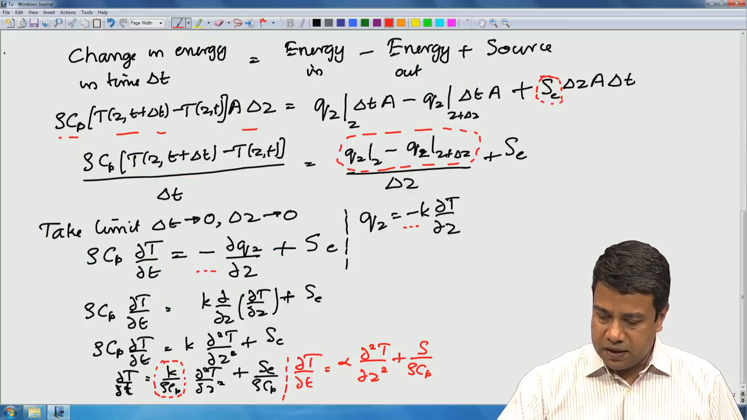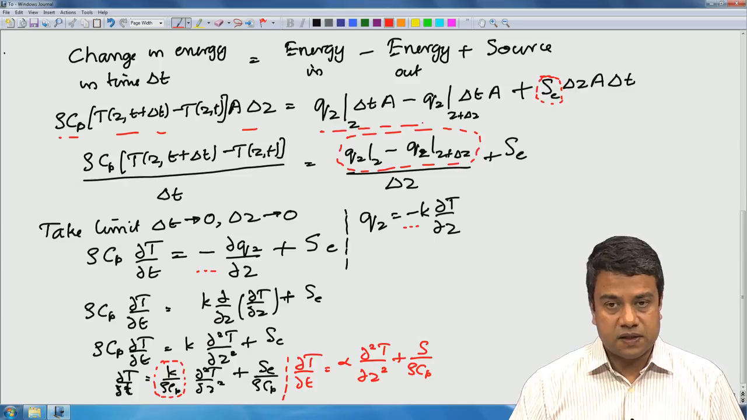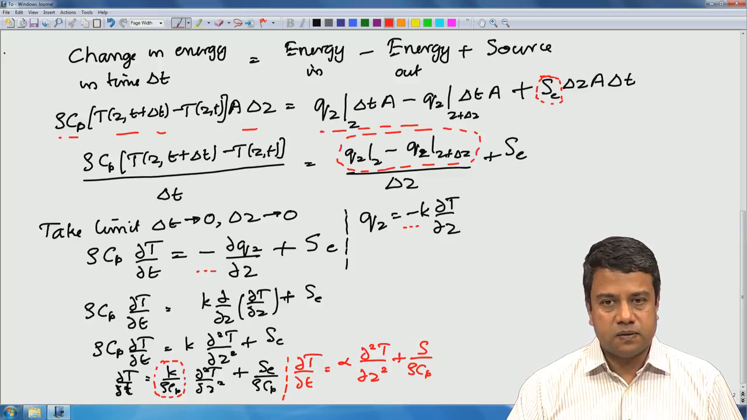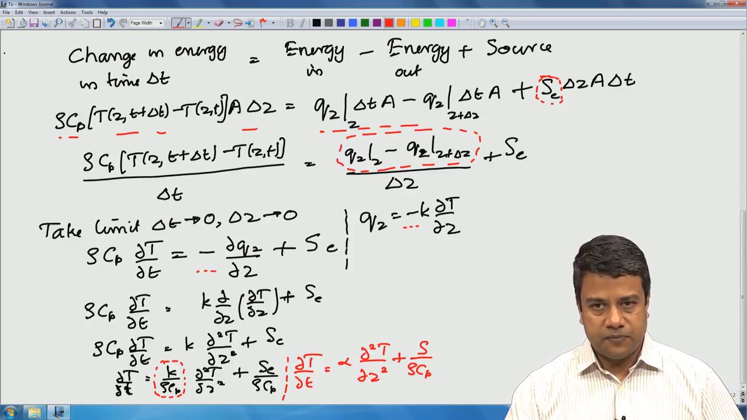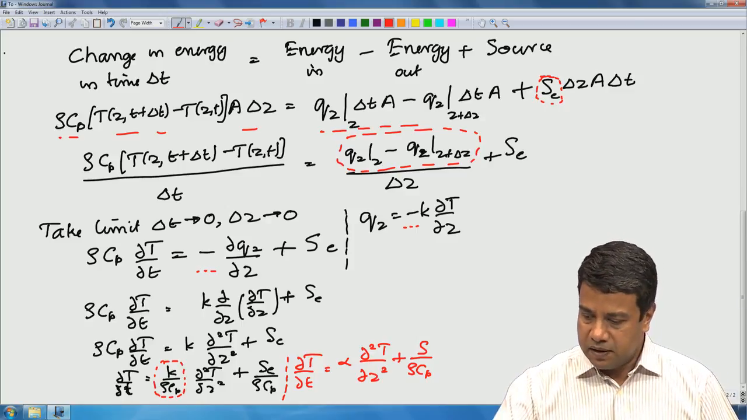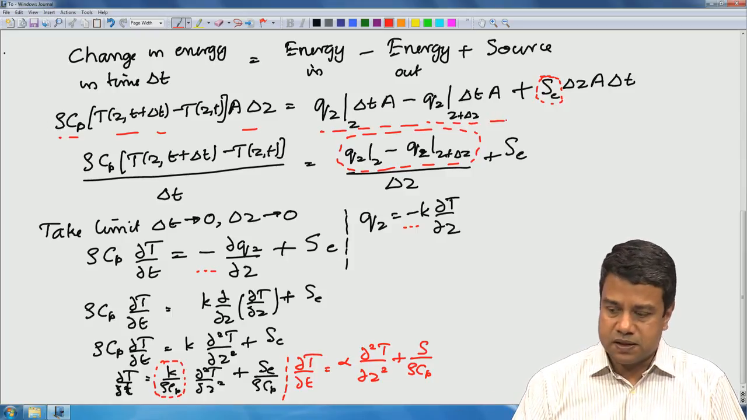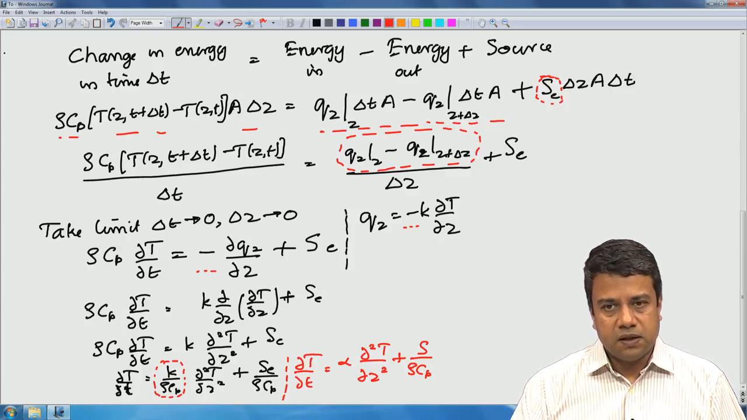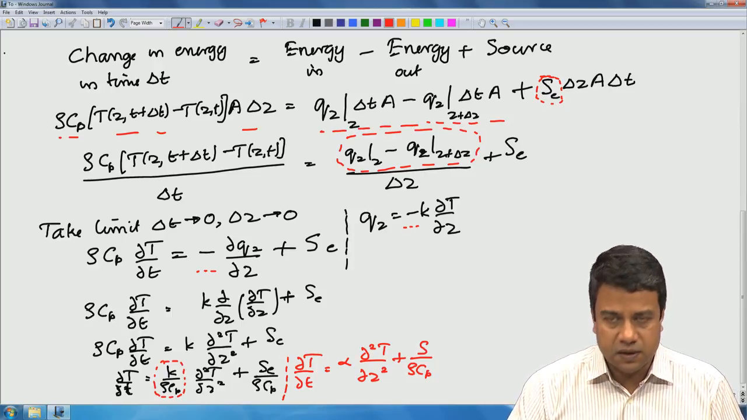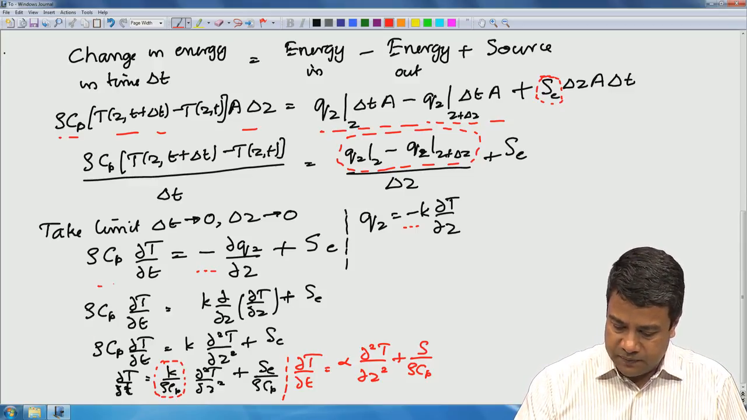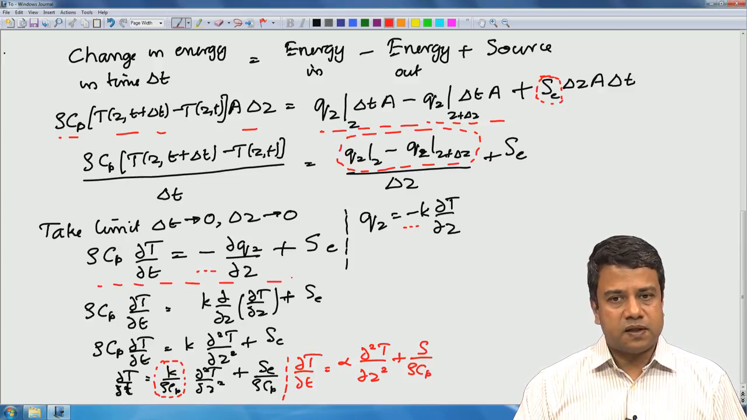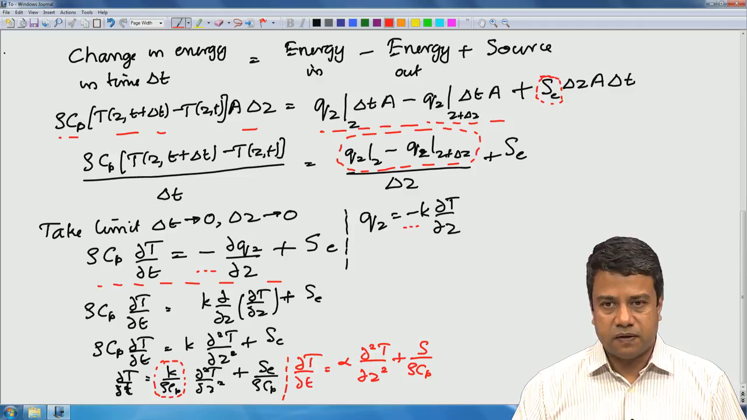This was equal to the energy in. Energy in is flux times area times the time interval. After all, the flux is the energy transported per unit area per unit time. So, energy in at the location z, where z upwards is positive, minus the energy out at the location z plus delta z, plus any sources. You write this balance and then divide by the total volume and the total time interval, and you get a diffusion equation of this form, wherein the time derivative of the temperature is related to the spatial derivative of the flux.